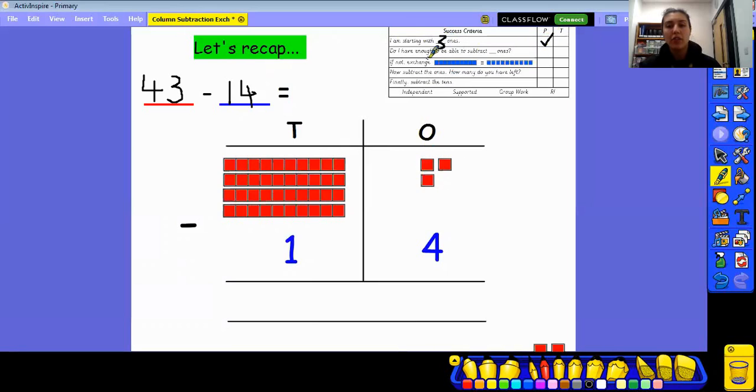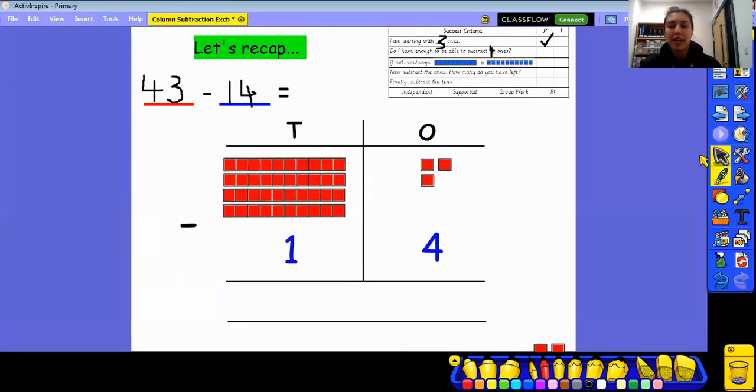Do I have enough to be able to subtract 4 ones here? No, I don't, because 3 is smaller than 4. So I don't have enough to take away 4 ones. So that means I need to get myself some ones from somewhere. Where can those ones come from?